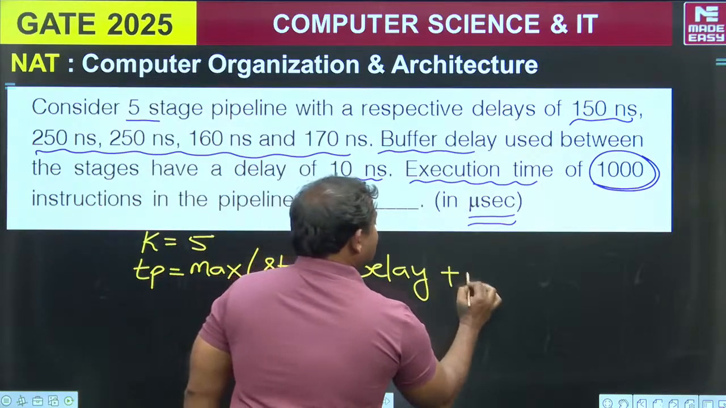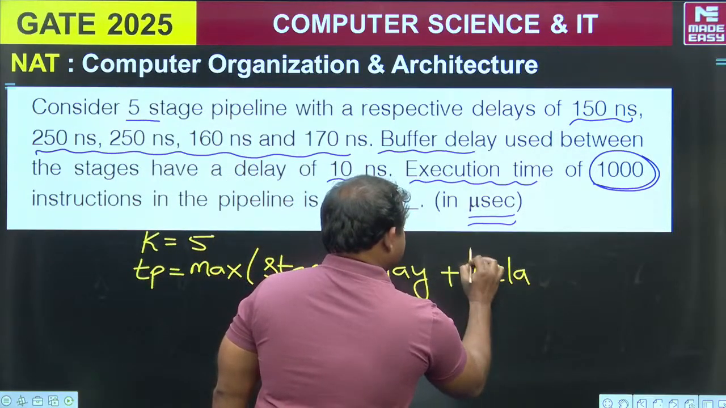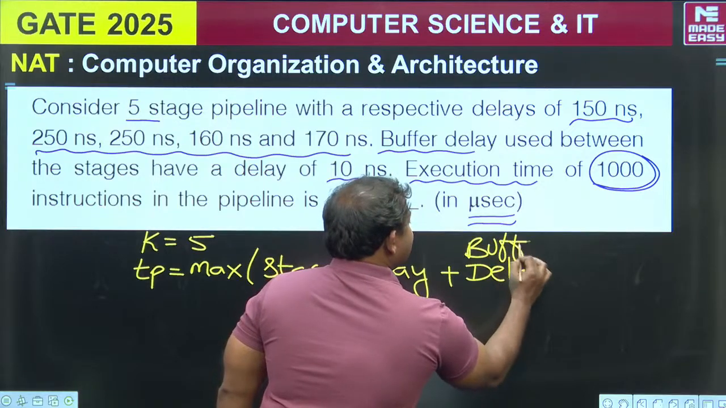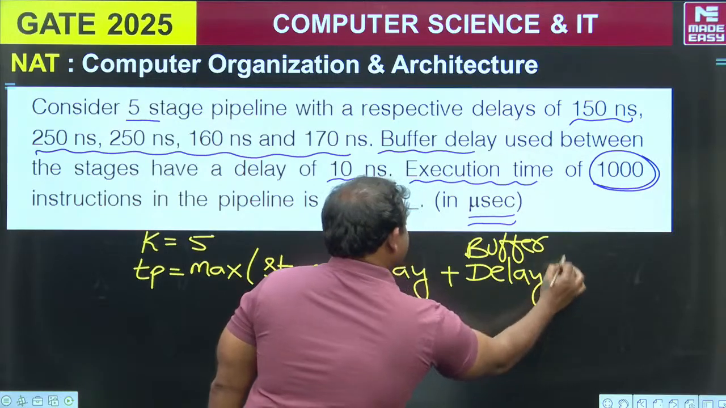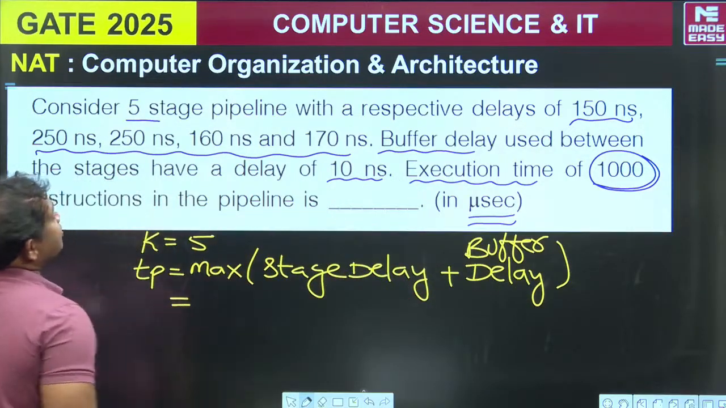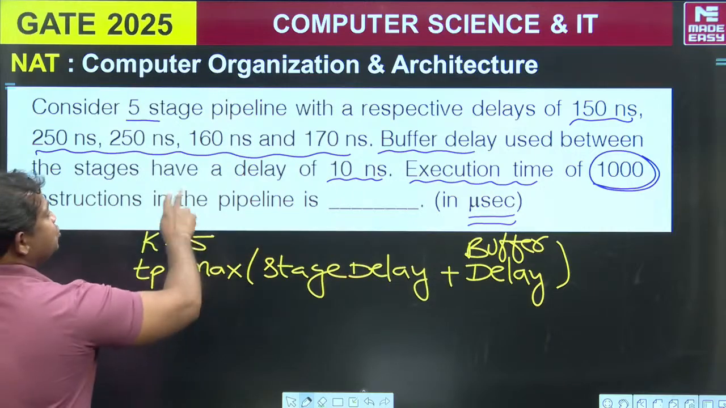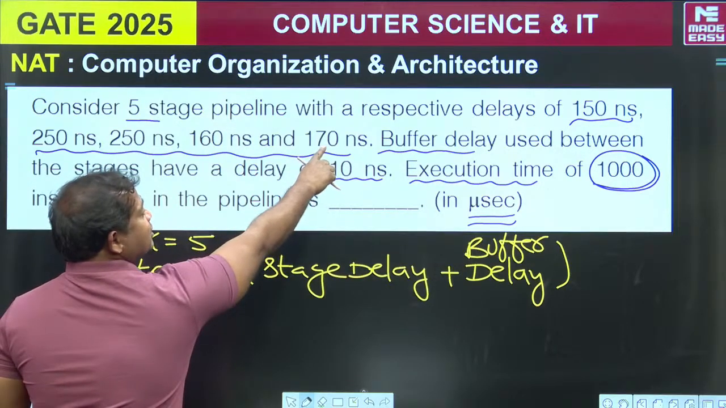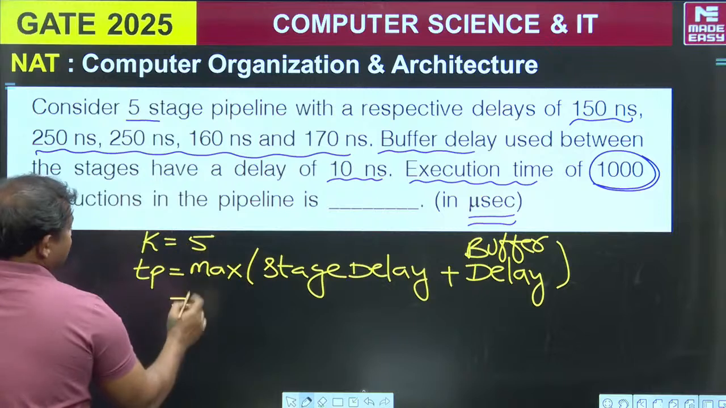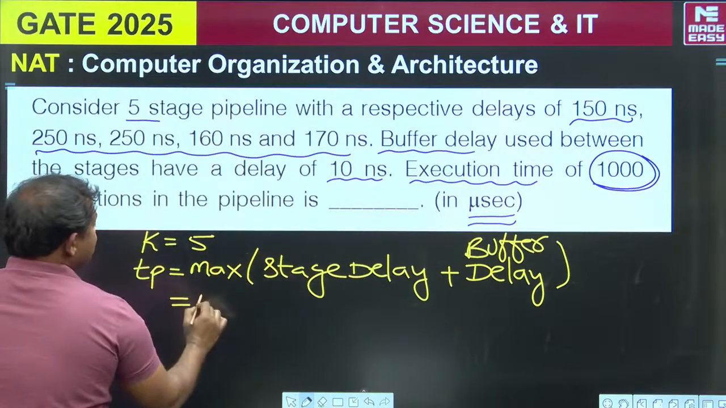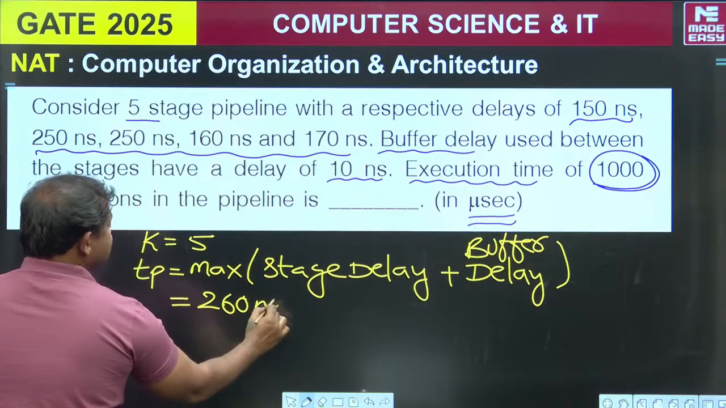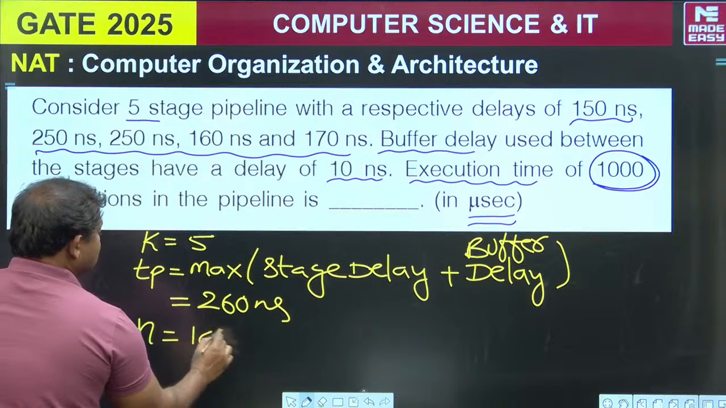So when you see the given data, this TP value becomes what? There is a buffer used between the stages, there is no buffer at the end of the last stage. So when you use this formula, directly the TP value is 260 nanoseconds, n is equal to 1000.